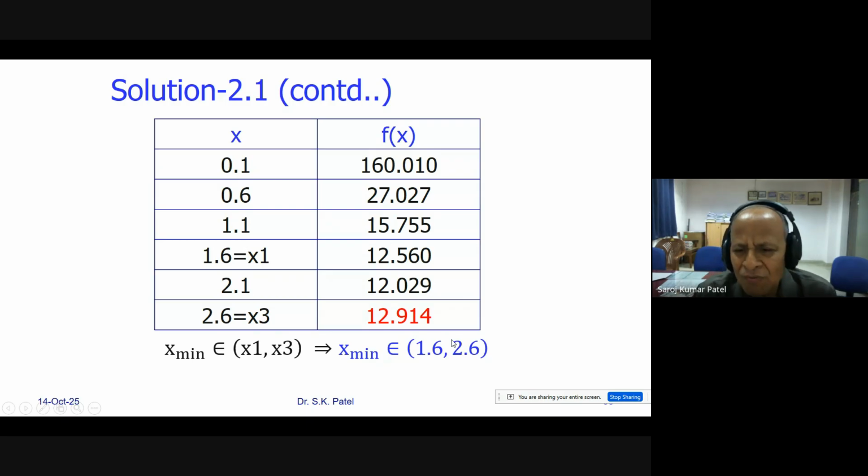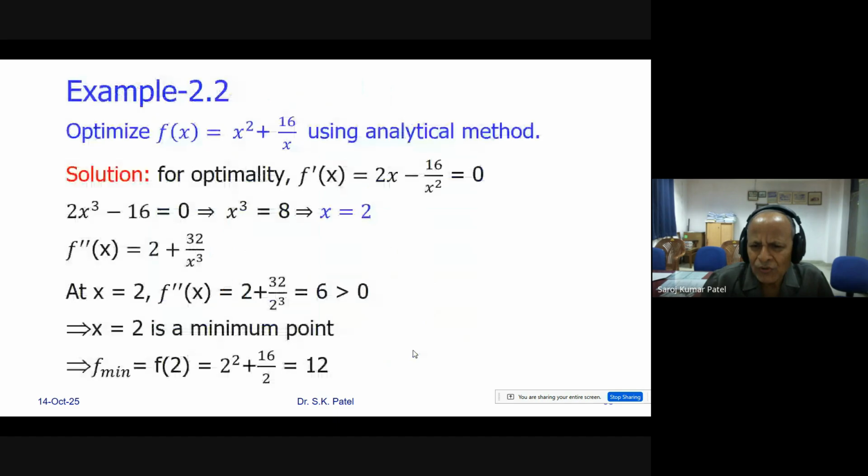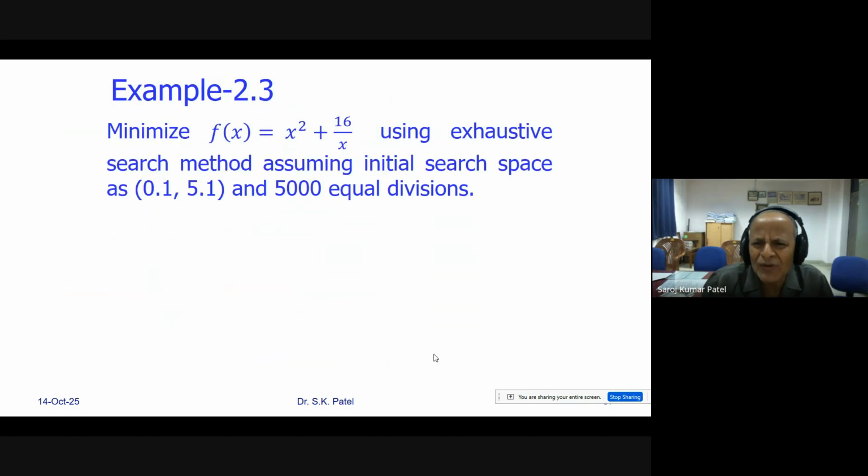So the width is 2d. So this width can be reduced. It is a function of d. So if the d value is less and less, this 2d will be less and less. That means this interval will be less and less, which means the accuracy will be more and more. So if the number of divisions is more and more, the accuracy will be more and more, and the width will be less and less.